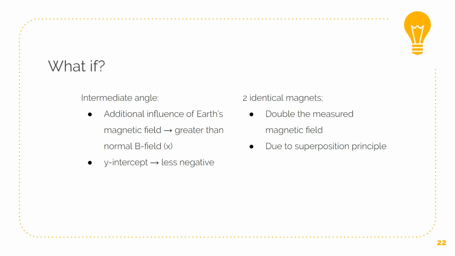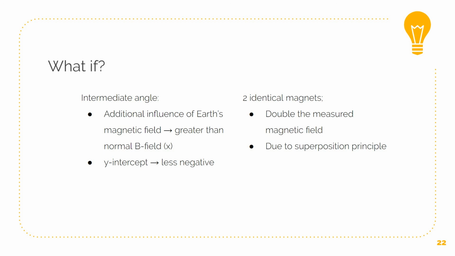Now, what if the experiment wasn't correctly oriented to compensate for Earth's magnetic north? If the phone were instead laid out at some intermediate angle, the magnetic field measurements in the app would include the additional influence from Earth's magnetic field, and the magnet would have a greater magnetic field than normal. Furthermore, the y-intercept or the log of k would actually be less negative, consequently affecting the magnetic dipole calculations.